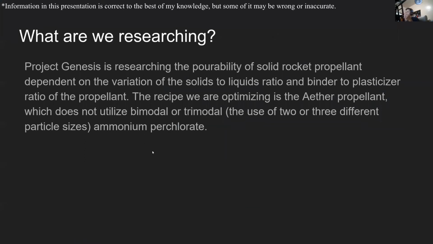And then to dive into what we're doing in specific, we're researching the pourability of solid rocket propellant depending on the variation of solids to liquids ratio and binder to plasticizer ratio of the propellants. This is something we saw when we were looking at the different propellant recipes we'd collected from various sources and some of the recipes we've had on campus previously. We looked at the different ratios of ingredients inside that recipe.